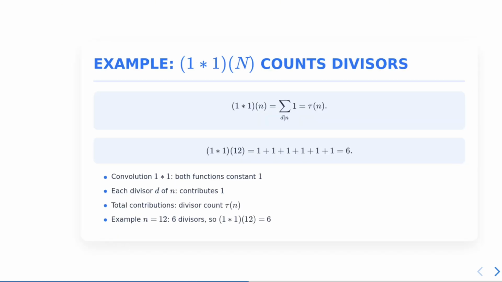Let us use these special functions in the convolution formula. If we convolve 1 with itself, then for a fixed integer n, every divisor d contributes the value 1 times 1, which is just 1. So the convolution at n is simply the number of divisors of n. That function is usually called tau. For example, the computation on the slide shows that 12 has 6 divisors, so the convolution at 12 is 6. So Dirichlet convolution with constant functions is already encoding basic number theoretic data like divisor counts. That makes the operation feel very natural, not artificial.